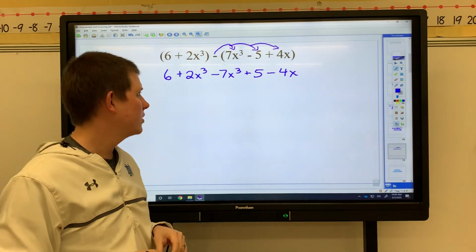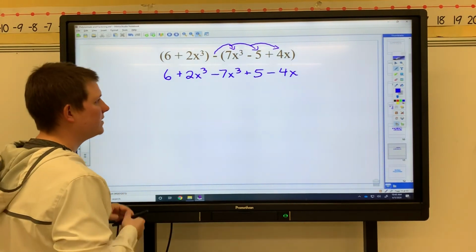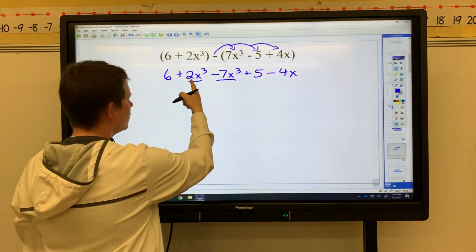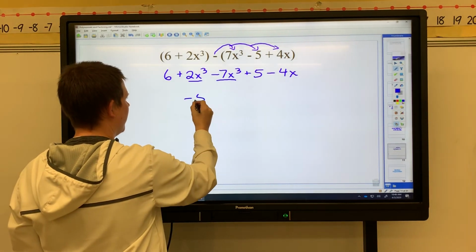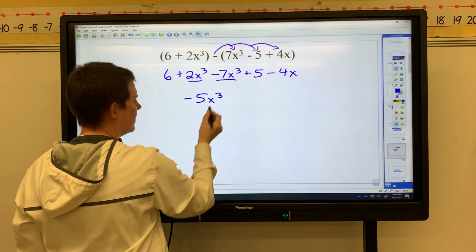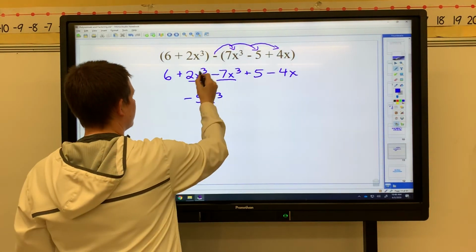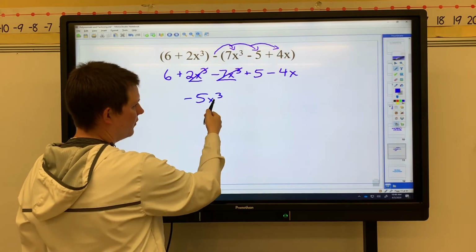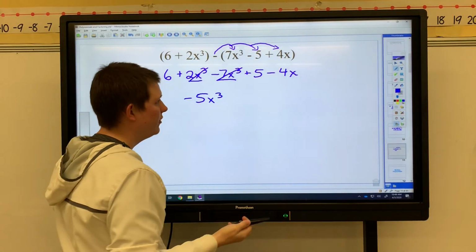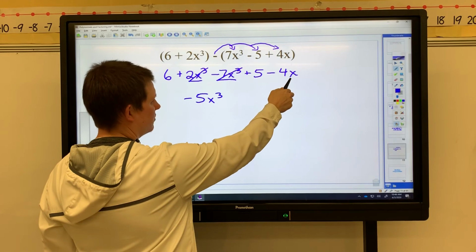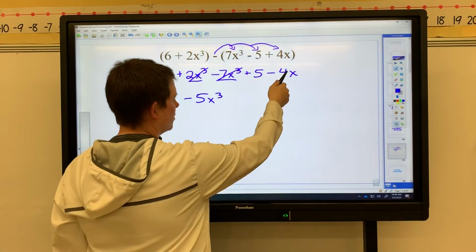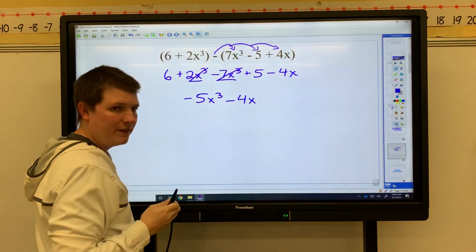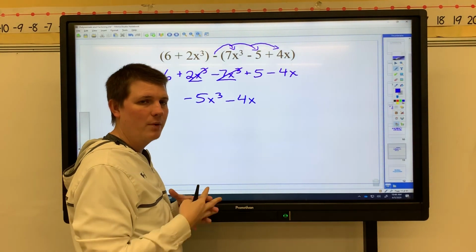Now we combine our like terms. Remember, we want it to be in order. So the biggest degree I see is a 3. I see 2 of them. So 2 minus 7 is negative 5, x to the third. Keep the exponent the same. Next, I don't see a degree of 2. I do see a degree of 1, and I don't see any other degrees of 1. So we're just going to drop it down. So negative 4x. Remember, if it doesn't have a like term it can combine with, just drop it down.